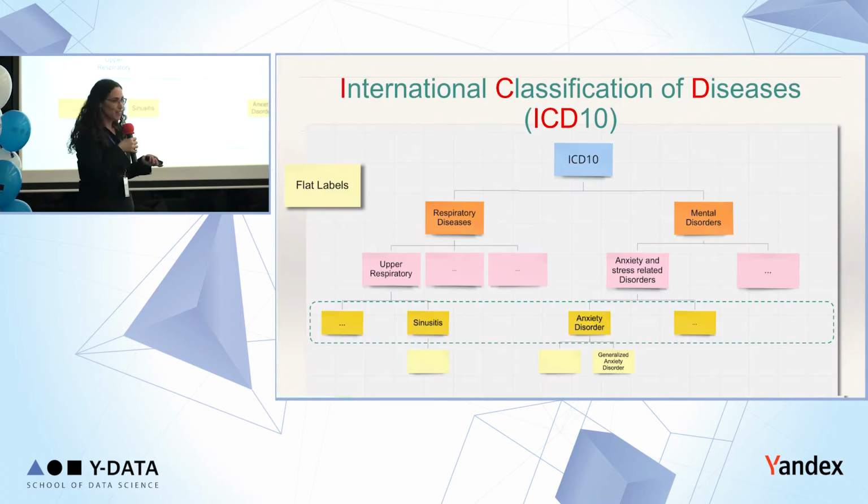So where do the labels come from? There's a standard called International Classification of Diseases, ICD-10. 10 stands for the 10th version. And ICD-10 is very complex. It has 70,000 codes. It has 7 levels of hierarchy.